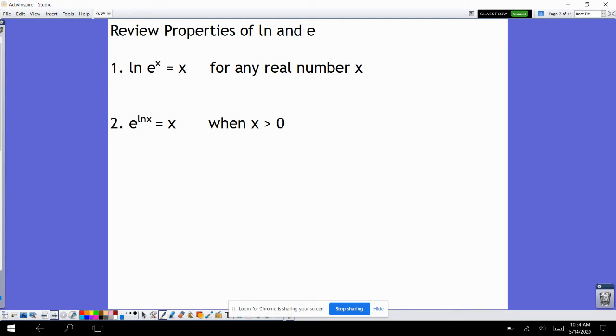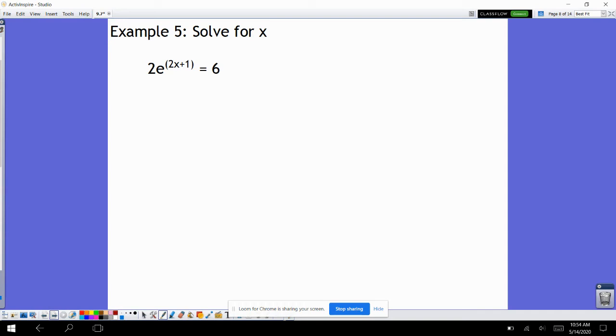So let's look at examples where we would use that. Solve for x: 2 times e to the (2x plus 1) is equal to 6. Well, we need to isolate that x. So what we need to do is isolate the e to the 2x plus 1. And since this is 2 times e to the 2x plus 1, the first thing we want to do is go ahead and divide both sides by 2.